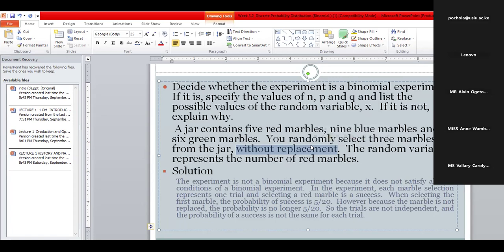So if you design this experiment with replacement, it means that when you pick up a red ball, you check the color, then take it back. You still have 5 red balls anyway, and 15 non-red. If you pick a non-red, check the color, take it back, shake again, and select again. So each time, the probability of success will be 5 over 20, 5 over 20, 5 over 20. And Q, therefore, will be 15 over 20, 15 over 20, 15 over 20. Am I clear, please? Yes. So that is what makes that experiment a binomial experiment.